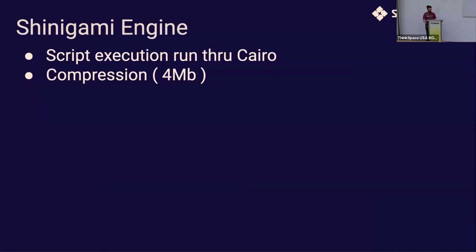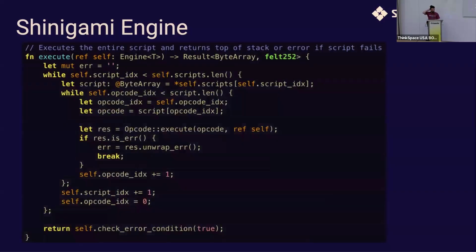So those are some pros of using Cairo, which is why we built the Shinigami engine in Cairo. It allows us to compress a lot more transactions than the 4 megabyte limit into a 4 megabyte proof to post onto Bitcoin or any other chain that we want to prove the transactions on. So now I'll go over the code of the Shinigami engine.